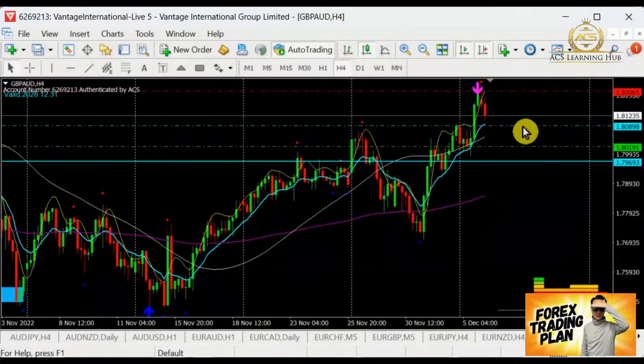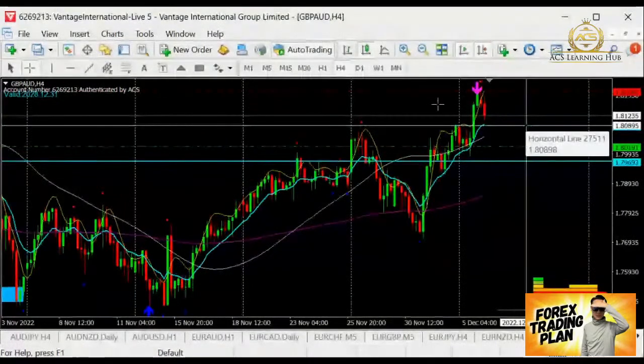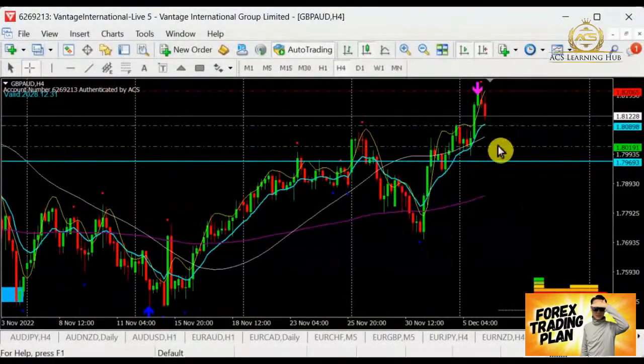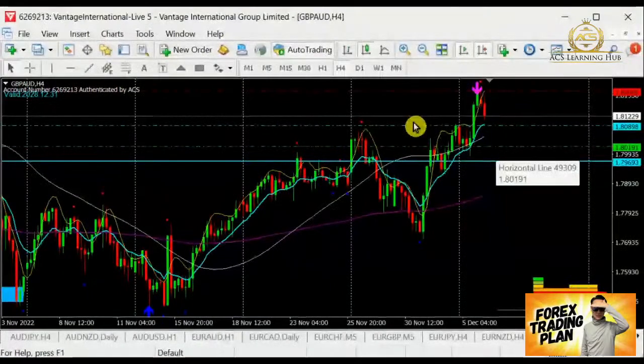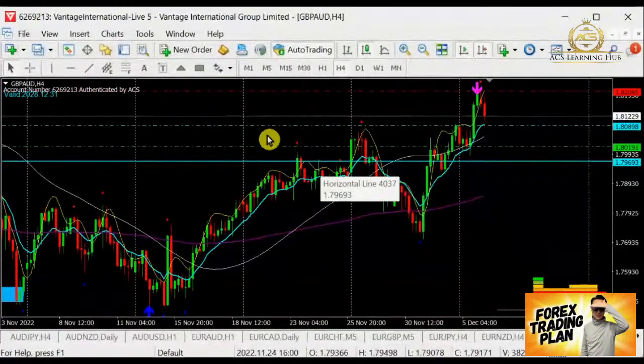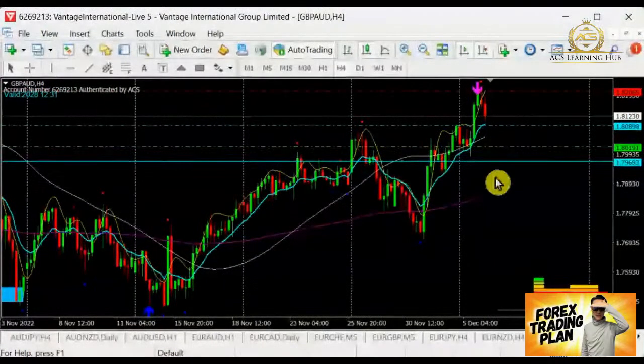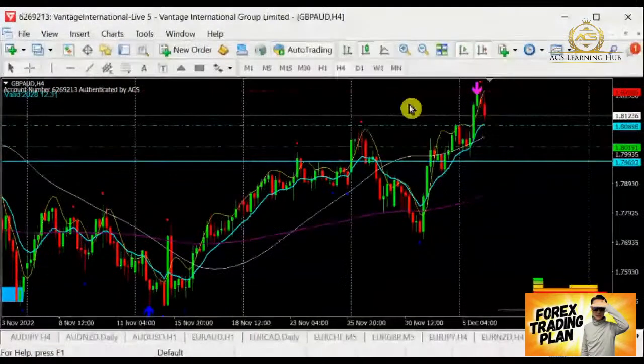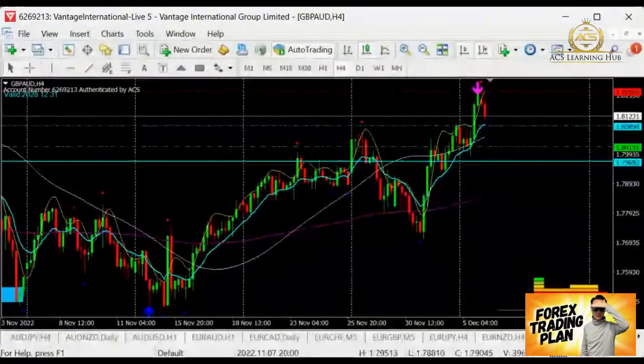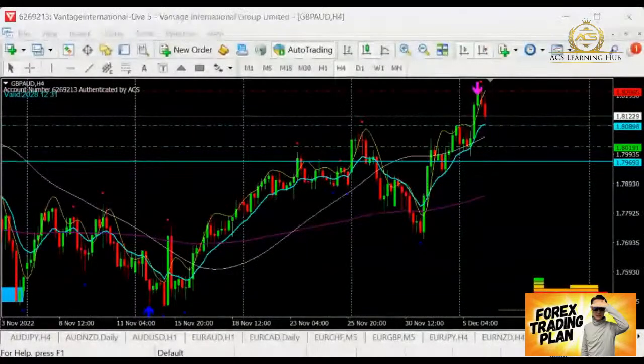But if this breaks in, it may have a good chance to come down over here. We can see that's about 69 pips to go. Well, that looks good. So for Pound Aussie, let's wait for this to break the area, and we will go for a selling. These are the key areas that I'm talking about. So that is for Pound Aussie.